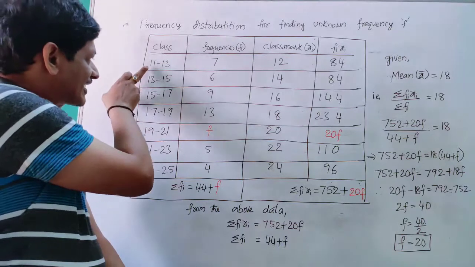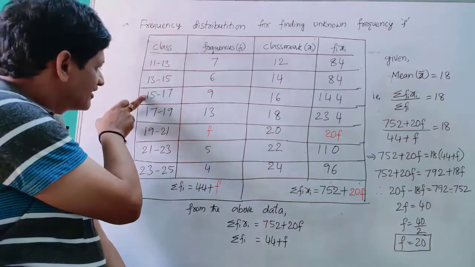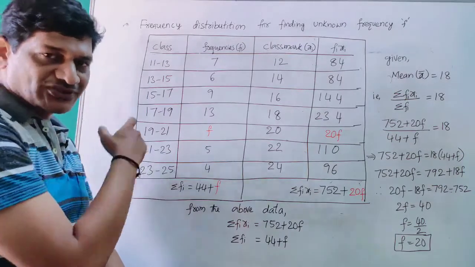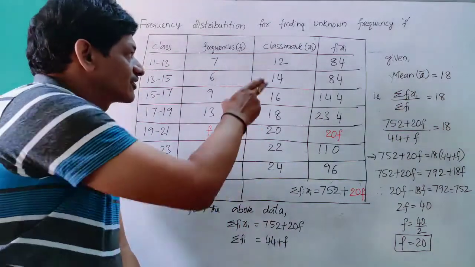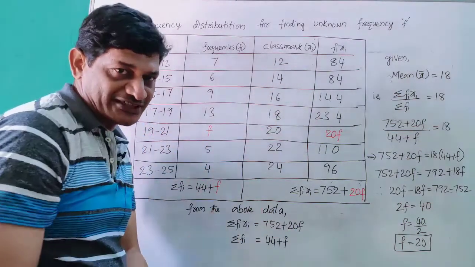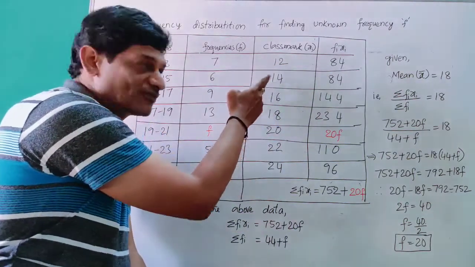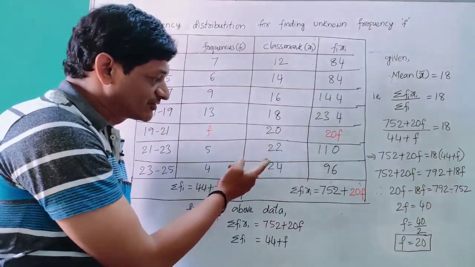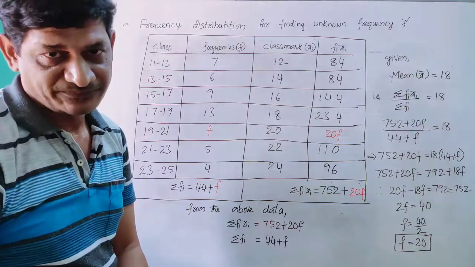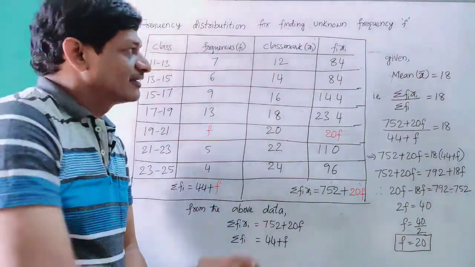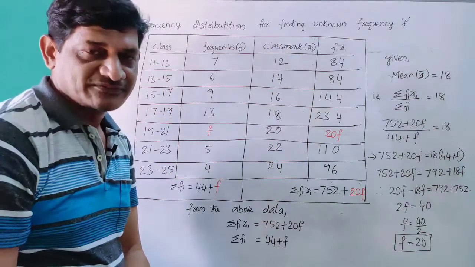Later on, check the class size here. All the lower limits are increasing by 2. So class size is 2. So now the class mark of each class increases by 2 obviously. 12 plus 2, 14, 14 plus 2, 16, 16 plus 2, 18, 18 plus 2, 20, 20 plus 2, 22, 22 plus 2, 24. So after writing all the class marks, then find the fi xi column.